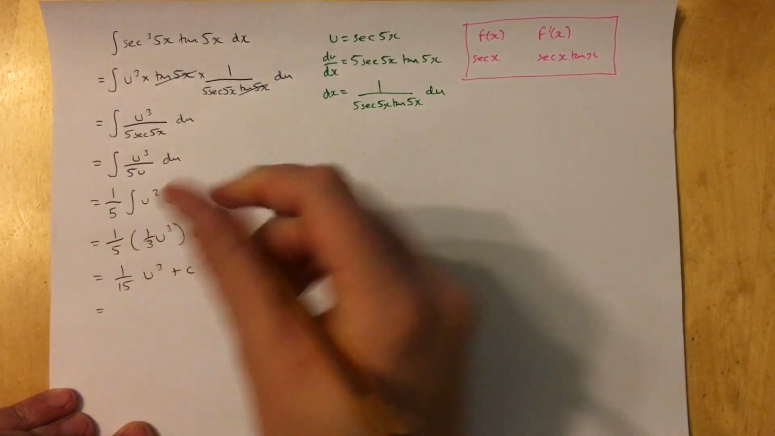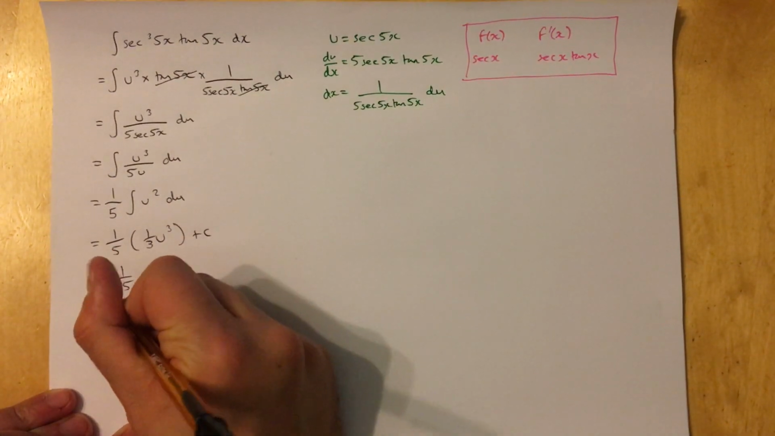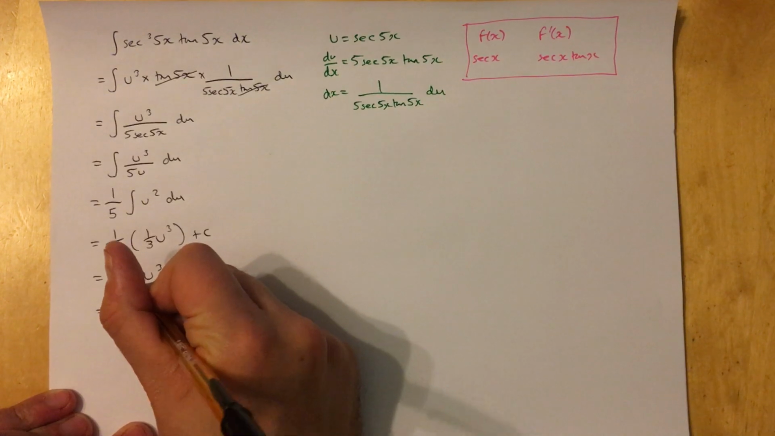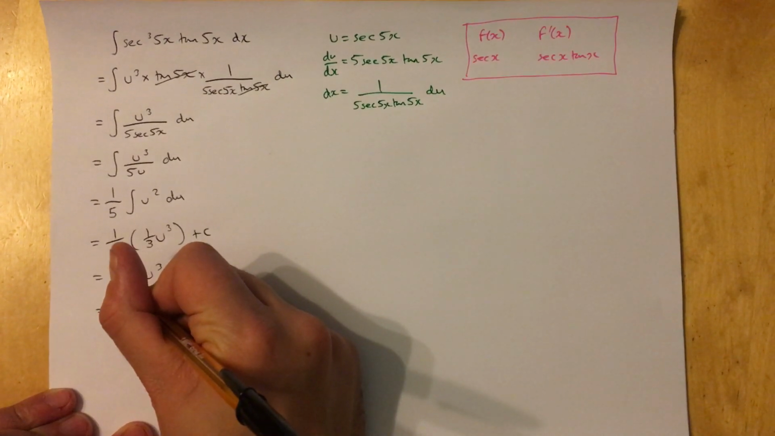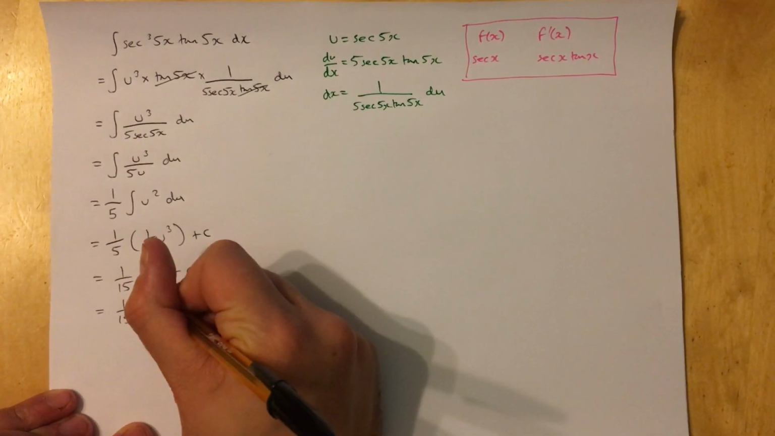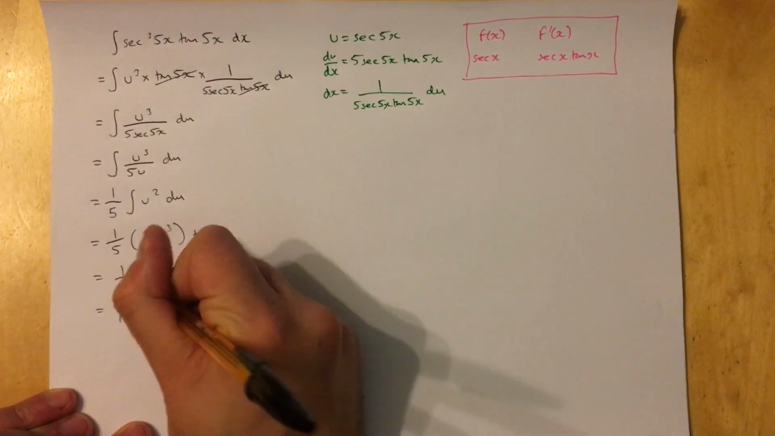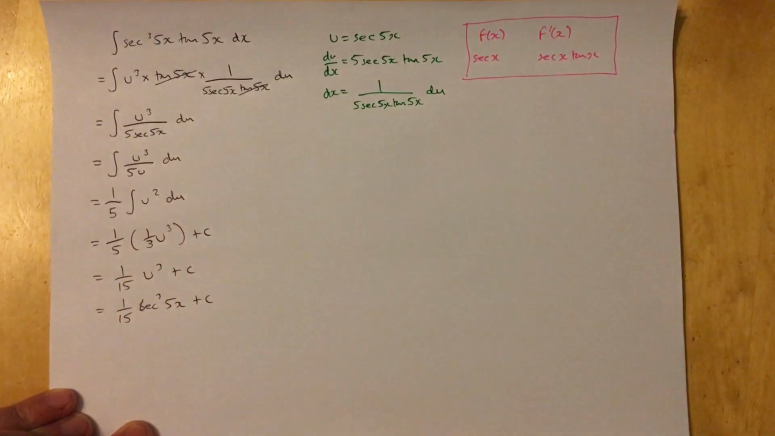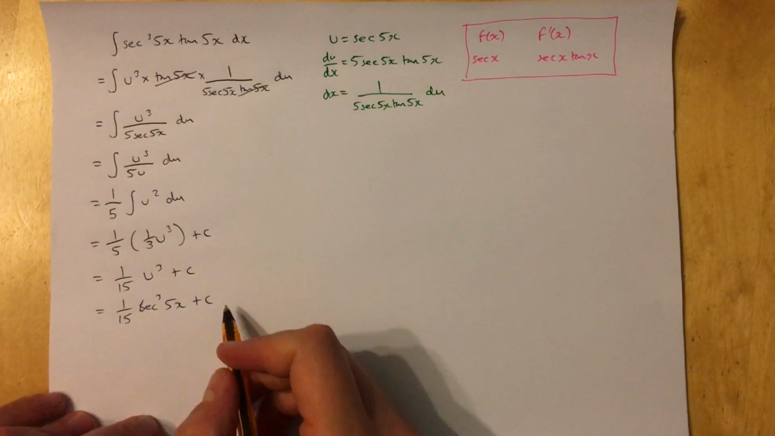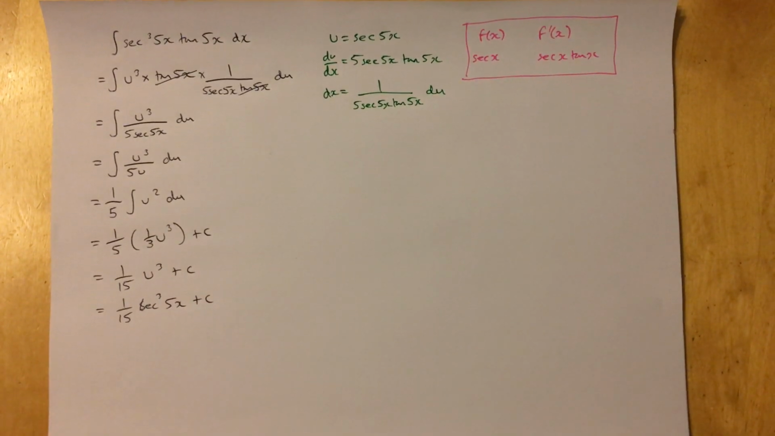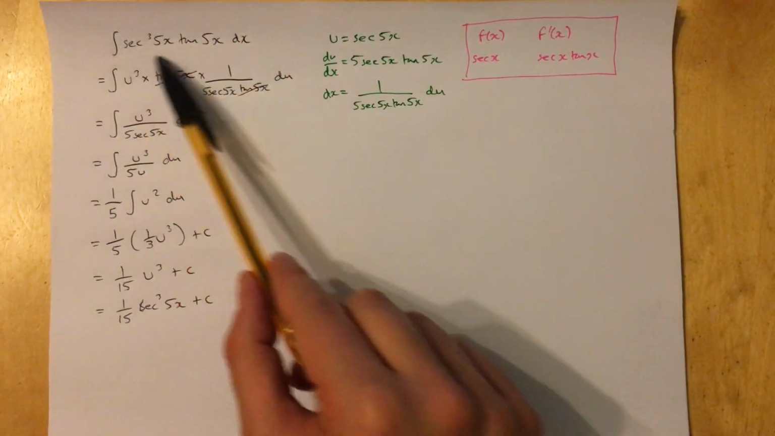So we're now going to replace u with sec 5x. So we end up with a 15th sec 5x cubed plus c. Okay, and we're done and dusted. Now what I did say was we could have actually done this one by inspection.